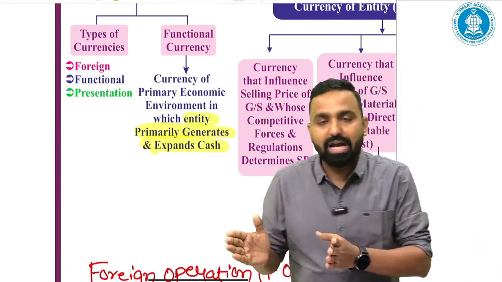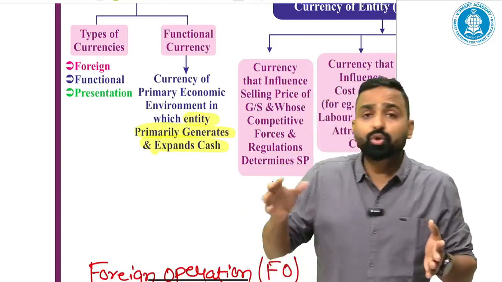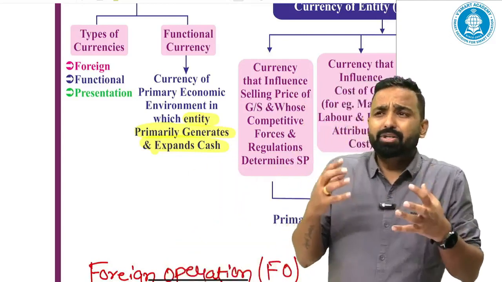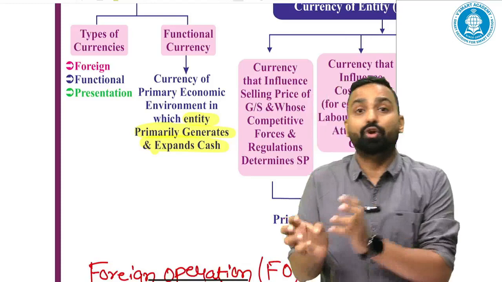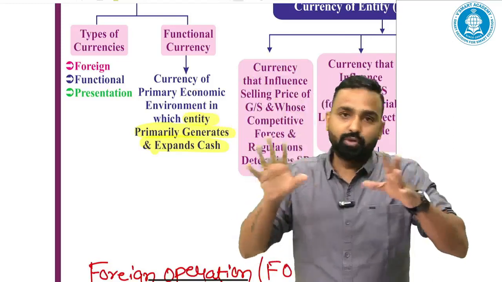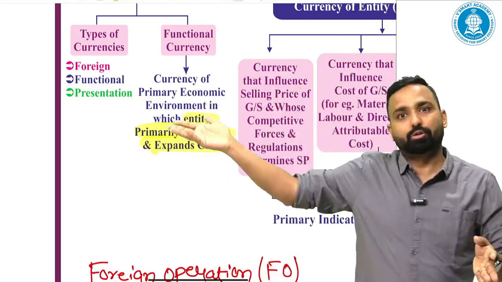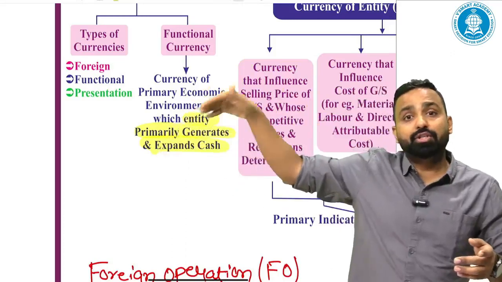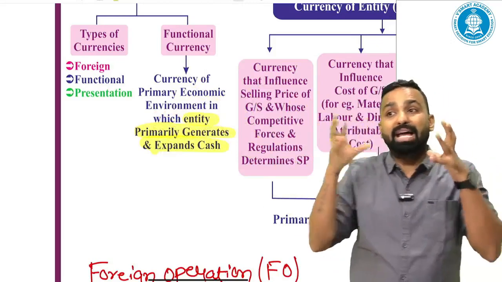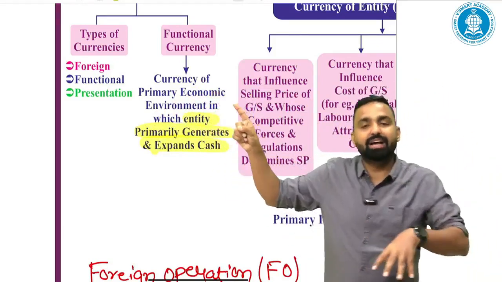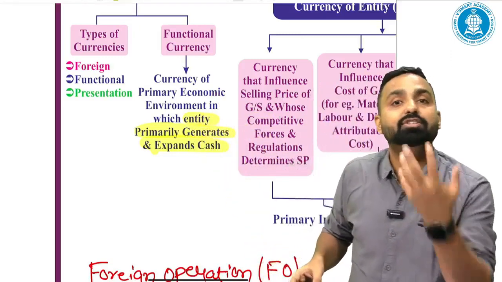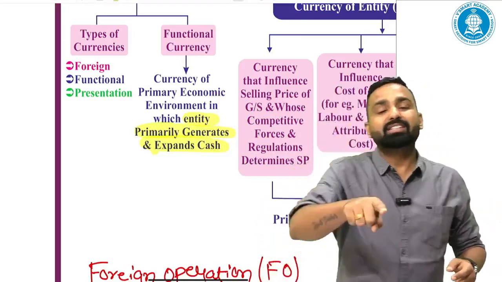For example, you have your operations in India and you have your operations in Bangladesh. But your major sales are generated from India only. 10% of the sales are generated from Bangladesh. So you are operating in Bangladesh also, and while operating there, you generate sales in Bangladesh currency also. But what is your primary environment, Indian or Bangladesh? Your business is dependent on the Indian environment because 90% of your sales depend on it. So the Indian currency will be the functional currency.